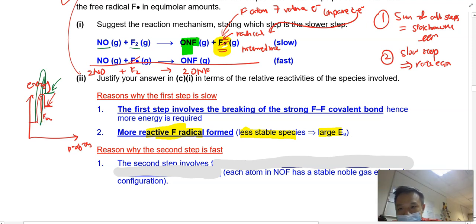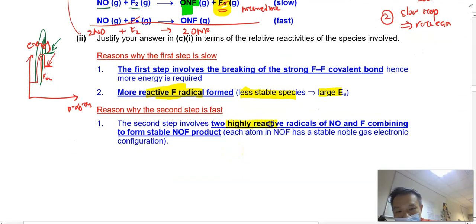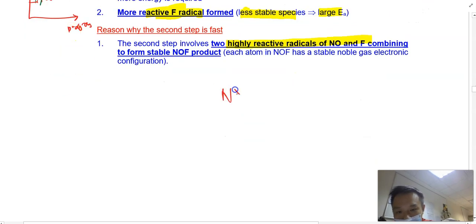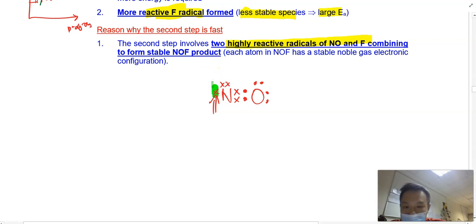So why is step 2 fast? Step 2 is fast because you have two highly reactive radicals, NO and F, to combine to form a stable product. This part, two highly reactive radicals of NO and F, requires some concept of chem bonding. So let's take a look at NO, dot and cross. Double bond between the N and O. And you can see that N has an unpaired electron. N is again electron deficient, 7 electrons only.